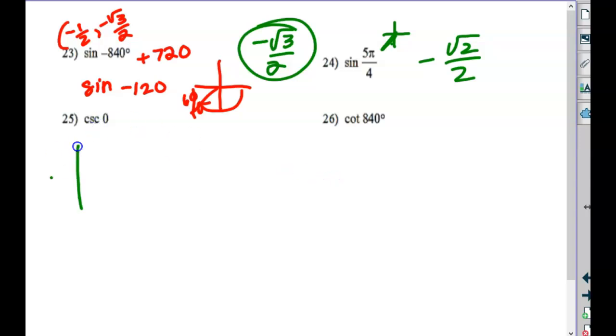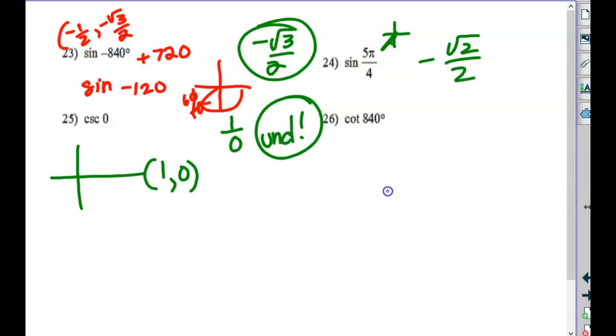Okay, cosecant at 0. Well, the ordered pair there is right 1 and up 0. Be really careful, though. These are the ones everybody gets wrong. Cosecant is the reciprocal of the sine, right? So 1 over 0, what are you going to write? Undefined.